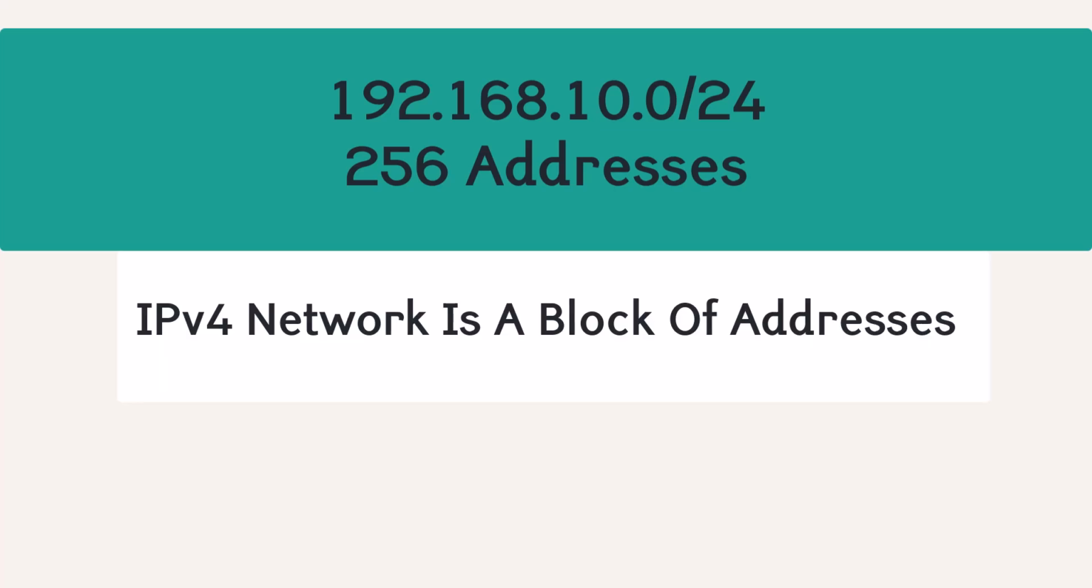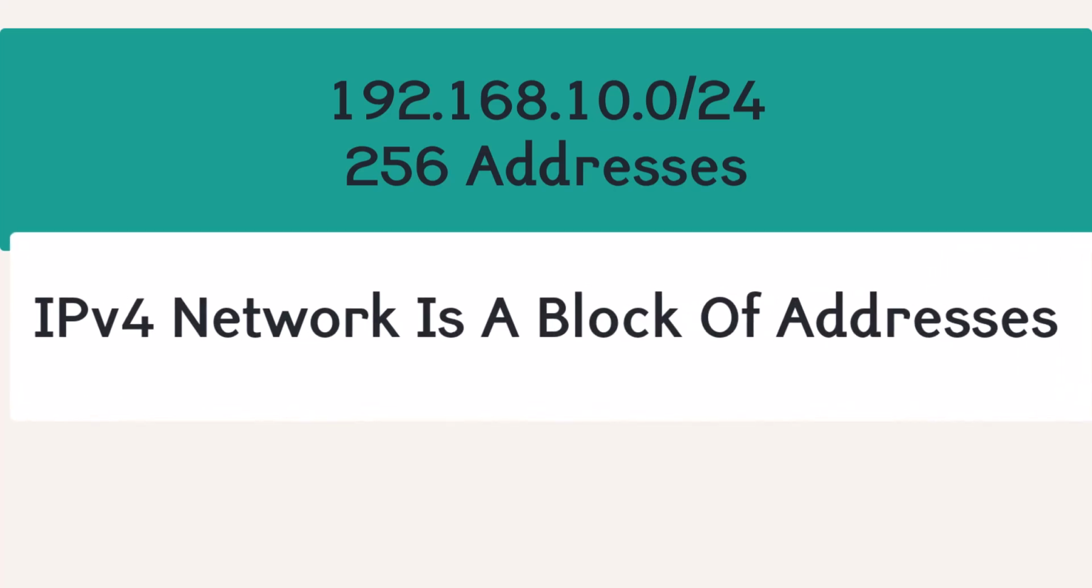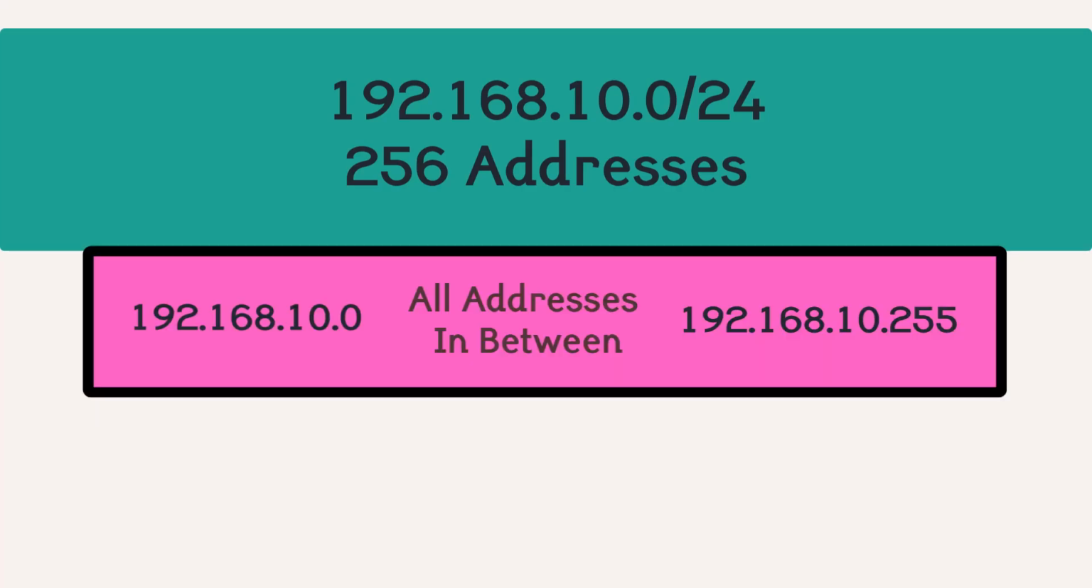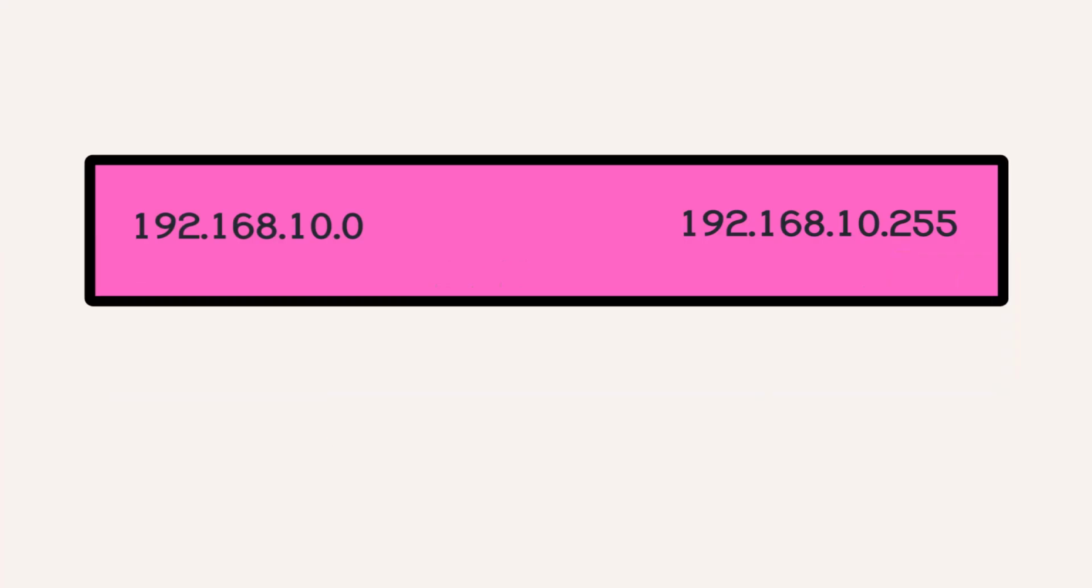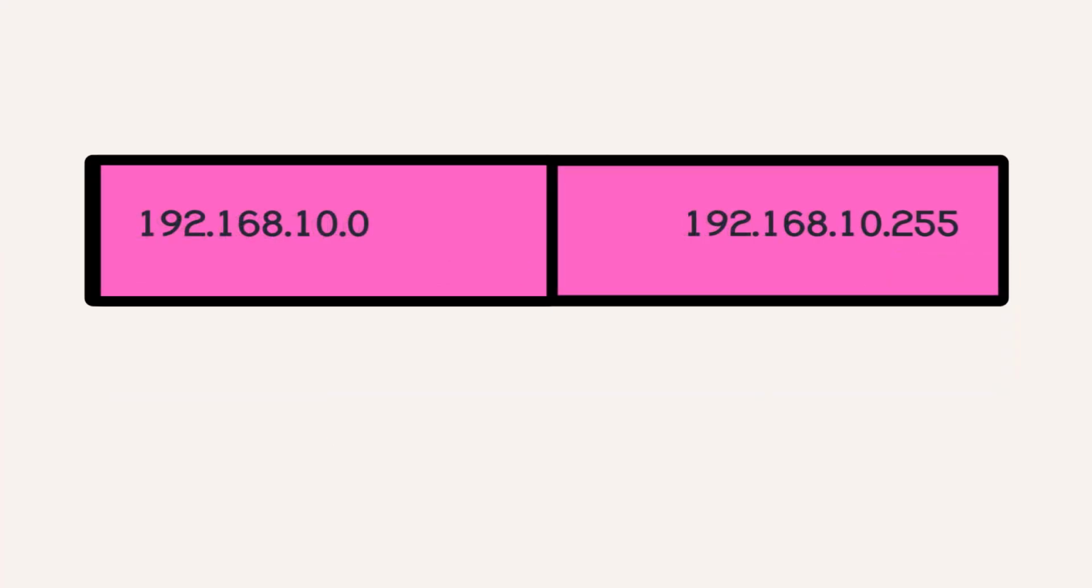An IP network is just a block of addresses. But what does that block of addresses look like? Well, in this instance, the block of addresses includes every address from 192.168.10.0 all the way up to 192.168.10.255. So this isn't just one address. It's an entire range. When you subnet an IPv4 range, it just means you're splitting that block into smaller pieces.